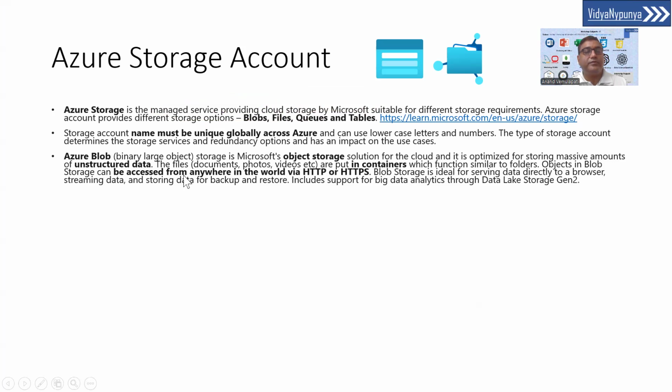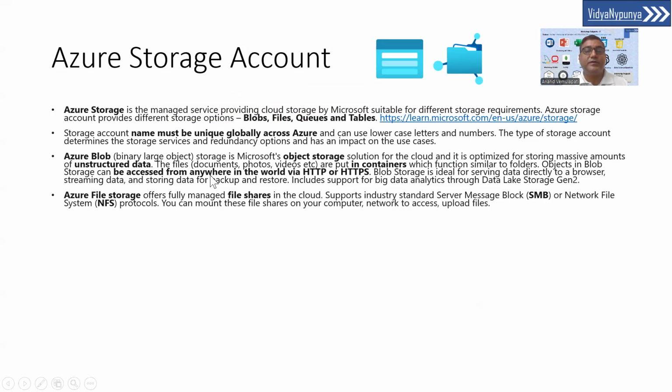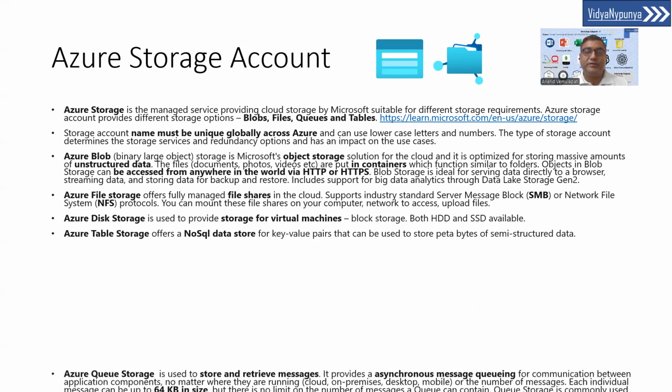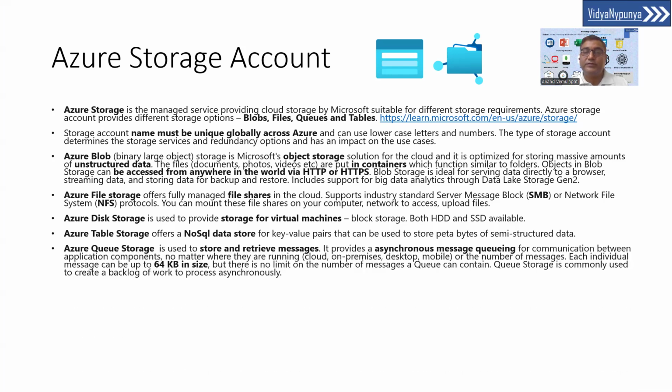When you go into the details, Azure Blob is object storage. You can access the objects from anywhere over HTTP or HTTPS. Files, as I mentioned, is file storage, which supports SMB and NFS protocol. Disk storage is generally used for virtual machines. Table storage is a NoSQL data store. Queue storage is used to store and retrieve messages for asynchronous messaging.